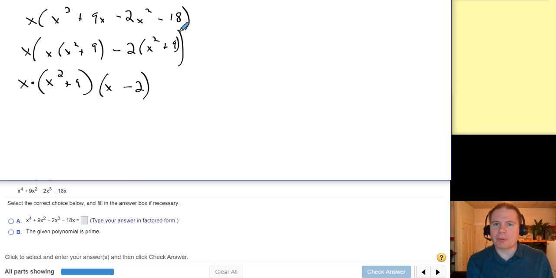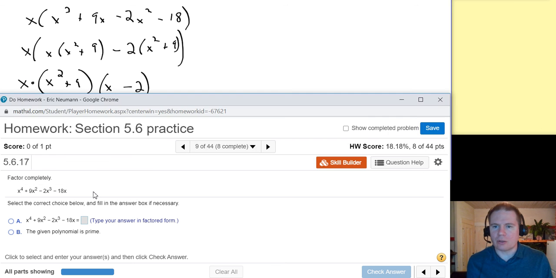I did need the big parentheses here because this minus separated it out as two separate terms. And all four of these terms together are being multiplied by x. Again, this looks like difference of squares, except that it's not a difference. So I can't factor this factor any further. X is just by itself, x minus 2, nothing I can do.